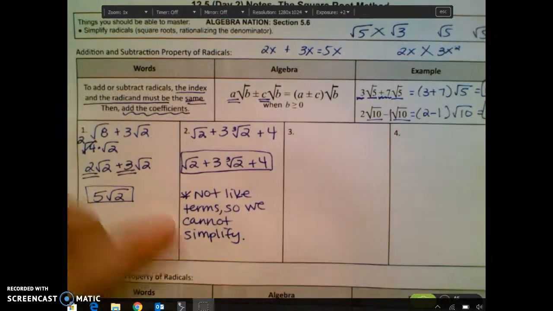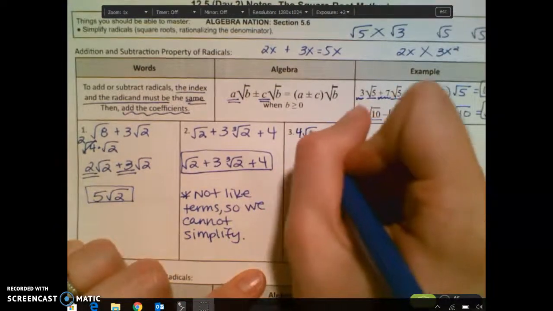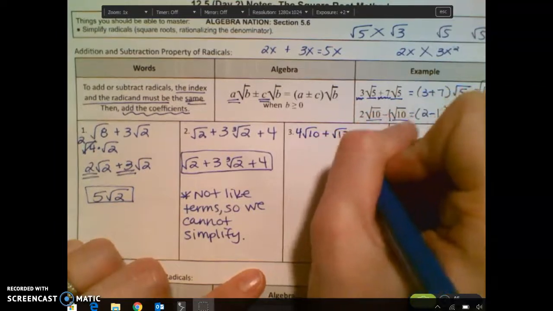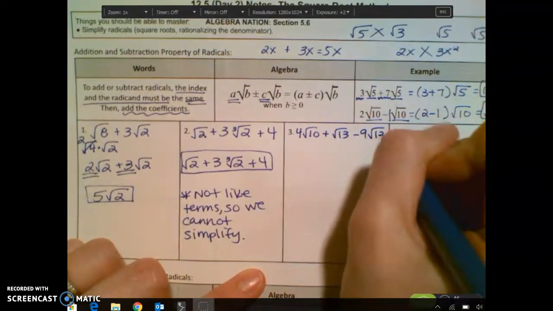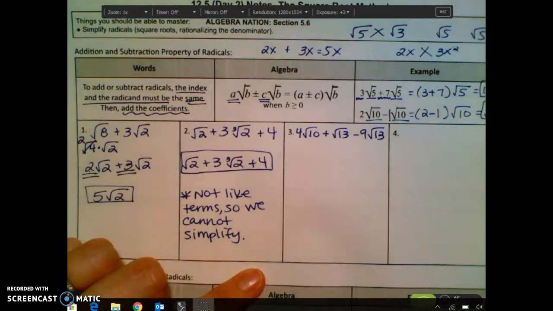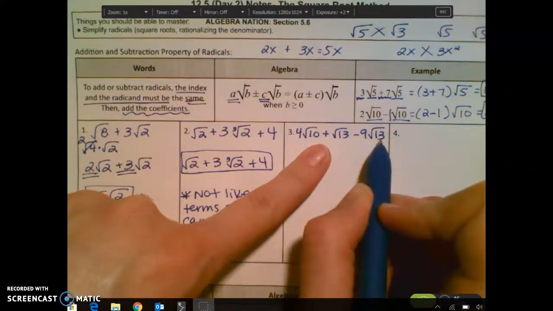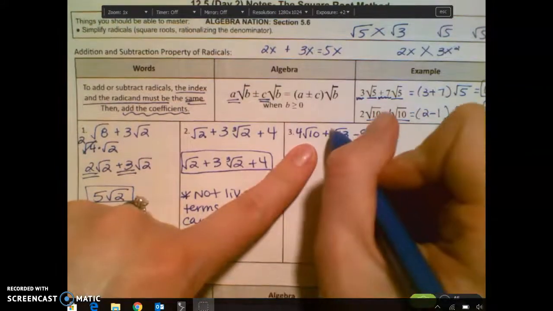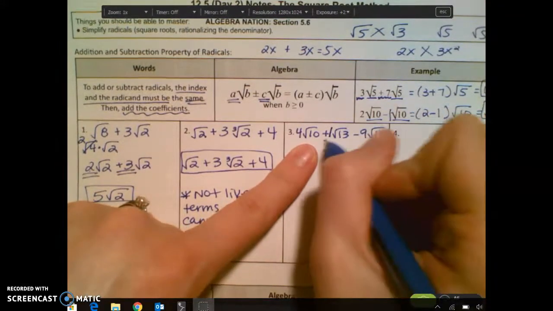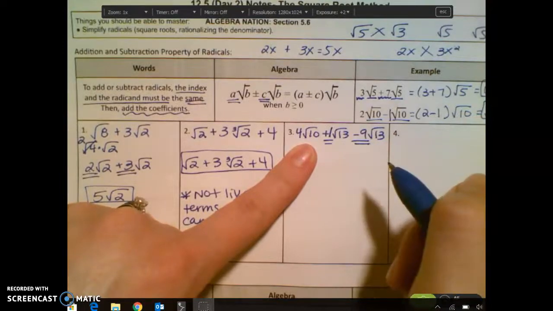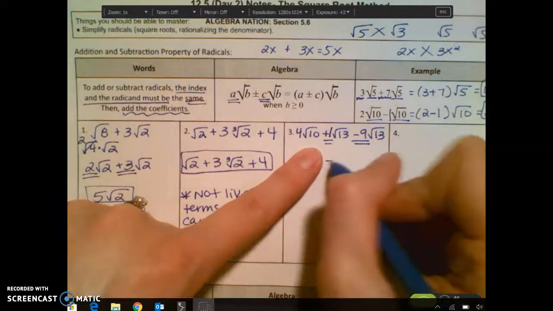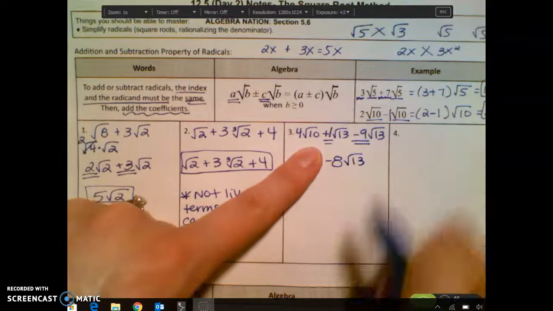Okay? Here's another one. 4 root 10 plus root 13 minus 9 root 13. First thing we can do is combine our like terms. I see root 13 and root 13. So I'm going to take this coefficient, which we know is a positive 1, and subtract 9. So that is 1 minus 9 gives me negative 8 root 13.